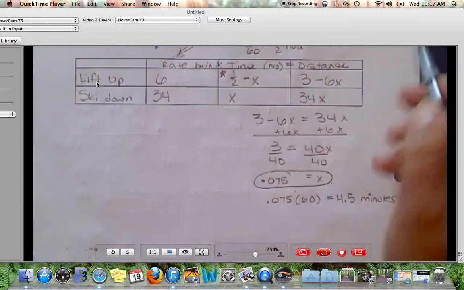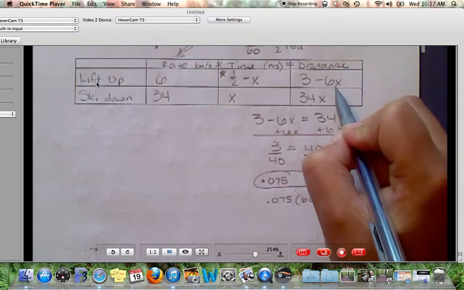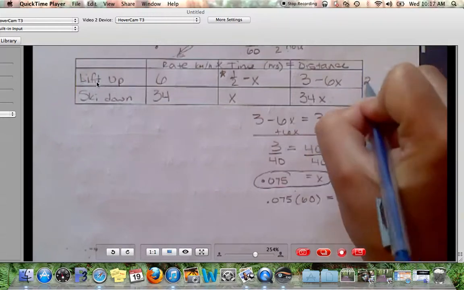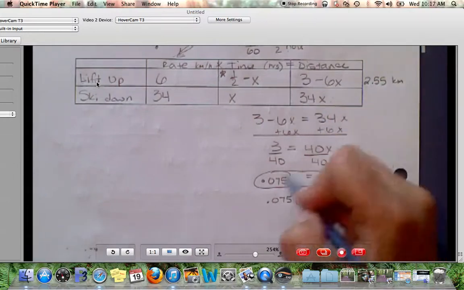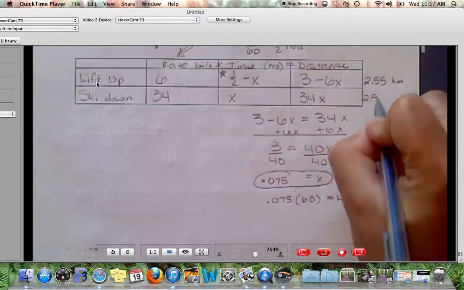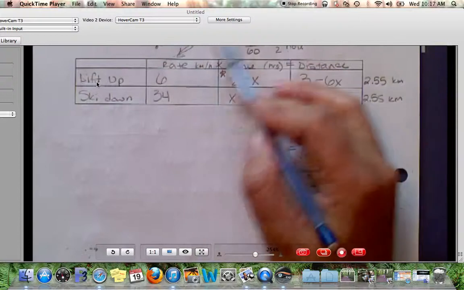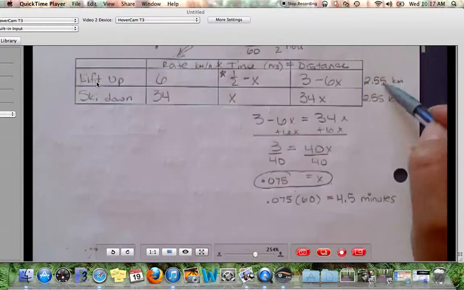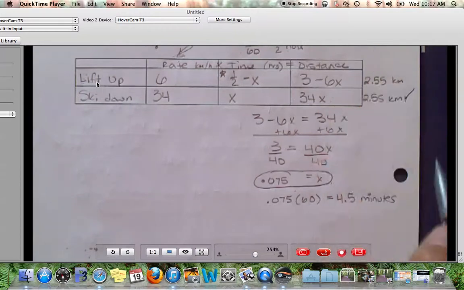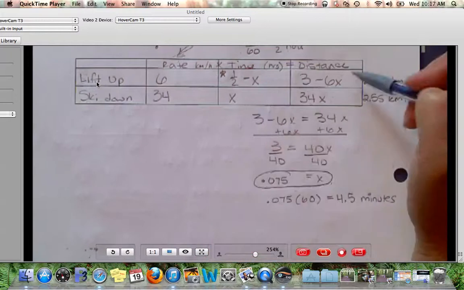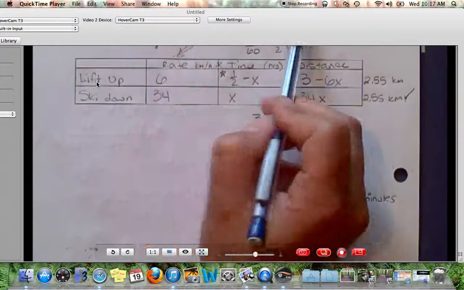So when we do 3 minus 6 times 0.075, we get 2.55 kilometers. And 34 times 0.075 will also give you 2.55 kilometers. So she takes the lift up, she skis down. Those distances should be exactly the same, and they are. These again will be more challenging. So just go ahead and check your distances on these to make sure they're right, and then you can answer the question. How far and how long did she ski?